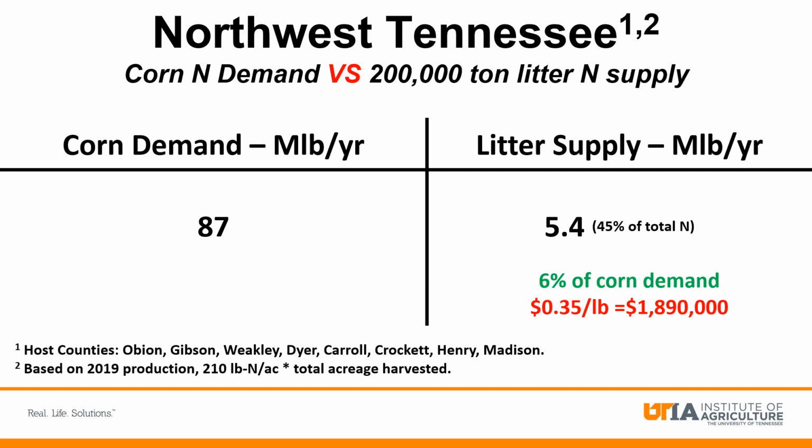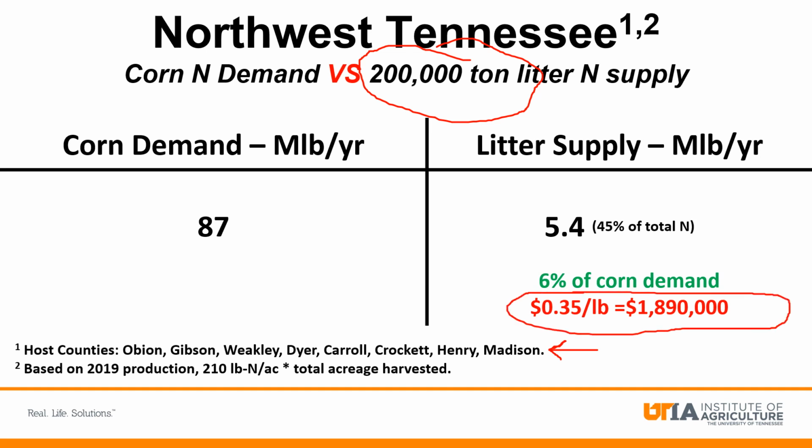And the best I can figure, somewhere around 200,000 tons of litter are eventually going to be available in Northwest Tennessee in these counties to produce corn grain. And you can see that that represents about 5.4 million pounds of nitrogen. That's assuming 45% of the total nitrogen is available, or 6% of the corn demand for nitrogen in the host counties. This represents a significant value for the local economy. At 35 cents a unit, that would be approximately $2 million worth of nitrogen that's produced in broiler litter.